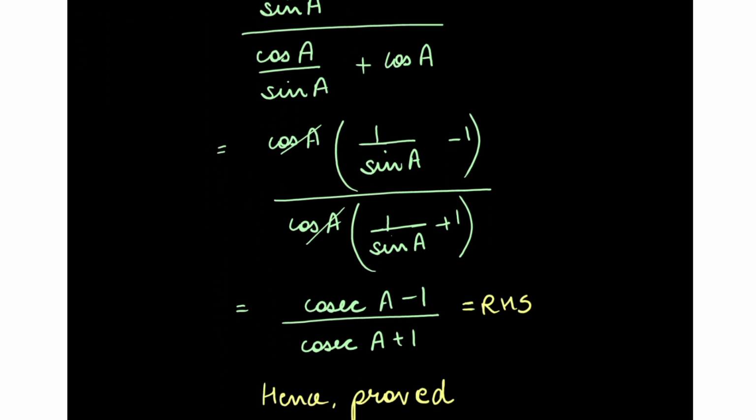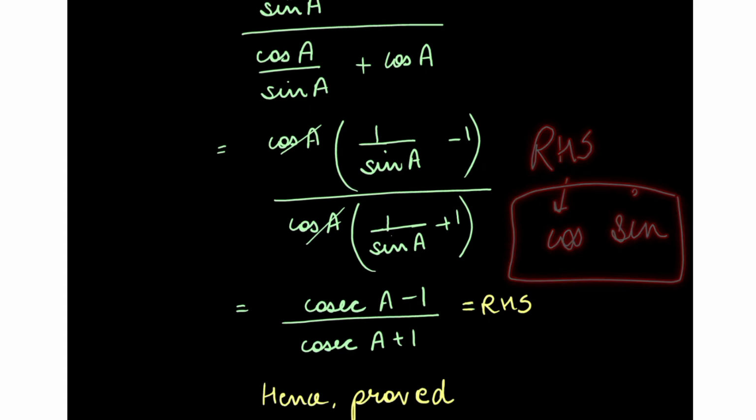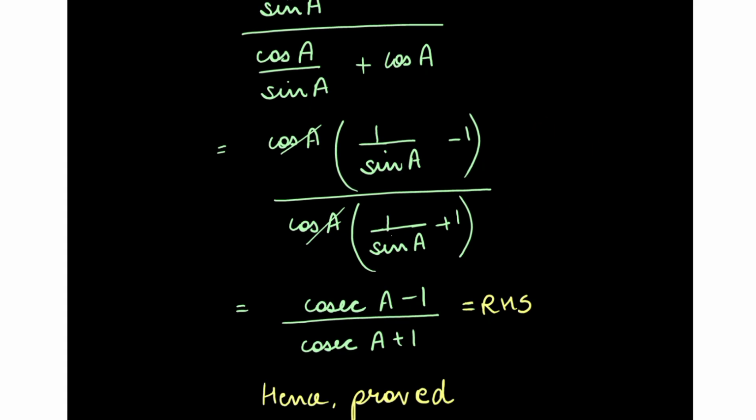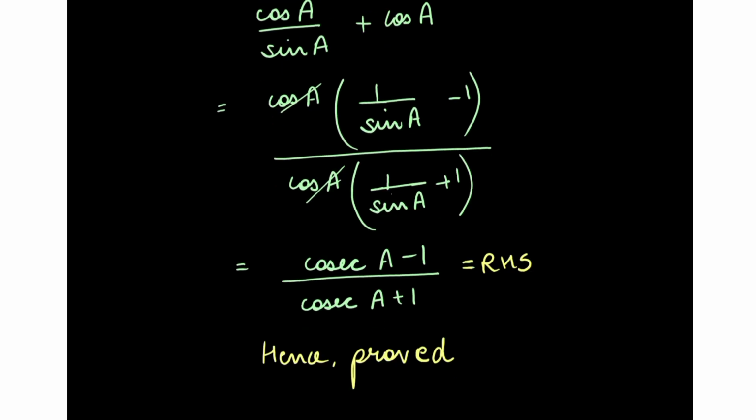If not, we can simply convert right hand side also in terms of cos and sine, and then we can see most of the time the answer we get is the same for the left hand side and the right hand side. Hence they can be proven that way also.